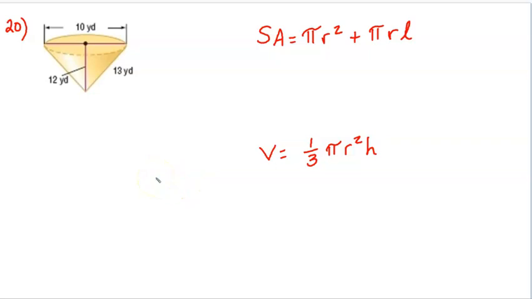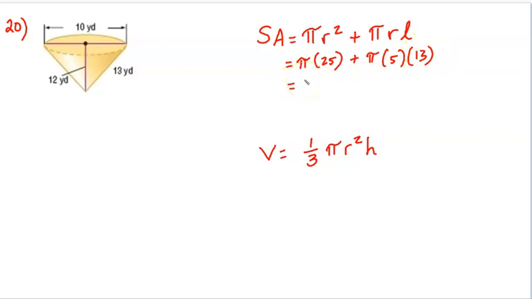Number 20 is a cone. So here is your formula. This lowercase l is the slant height. All right, and so we're given that. Here's 13 yards. R, of course, is radius. Everything else is pretty straightforward, so let's plug in pi times radius squared. Well, they gave us the diameter, so we know radius is half that, so r squared, 5 squared would be 25. And then r times the slant height, which is 13.